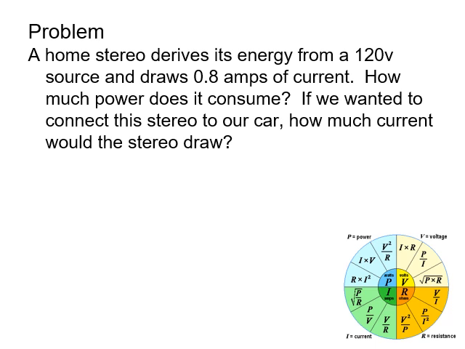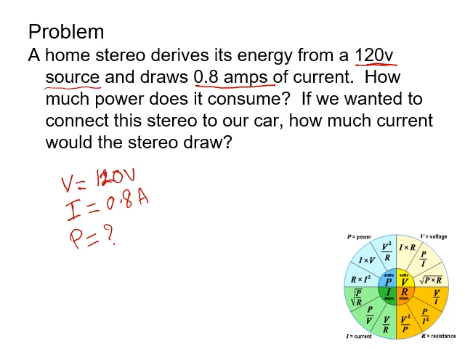A home stereo drives energy from a 120 volt source. So my V is equal to 120 volts and draws 0.8 amp of current. So my I is equal to 0.8 amps. And then it says how much power does it consume? That's the first question. So P is what I'm looking for.